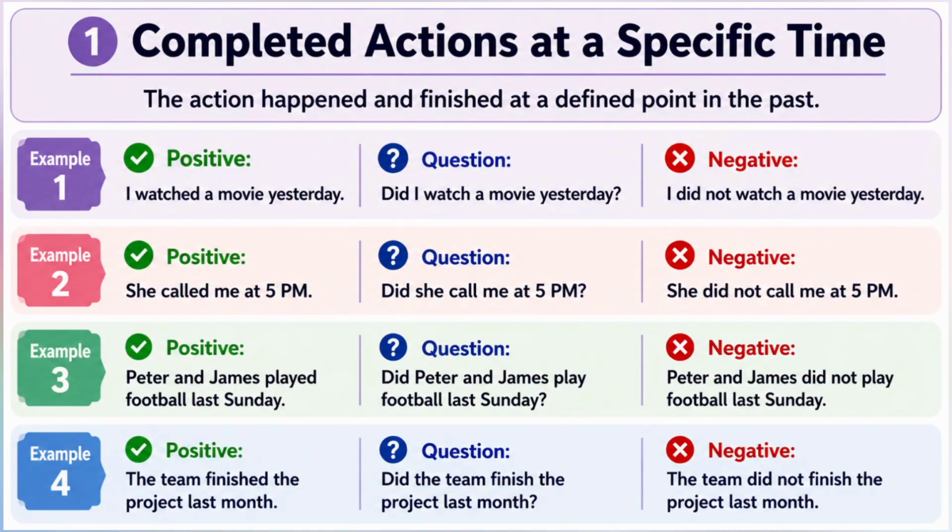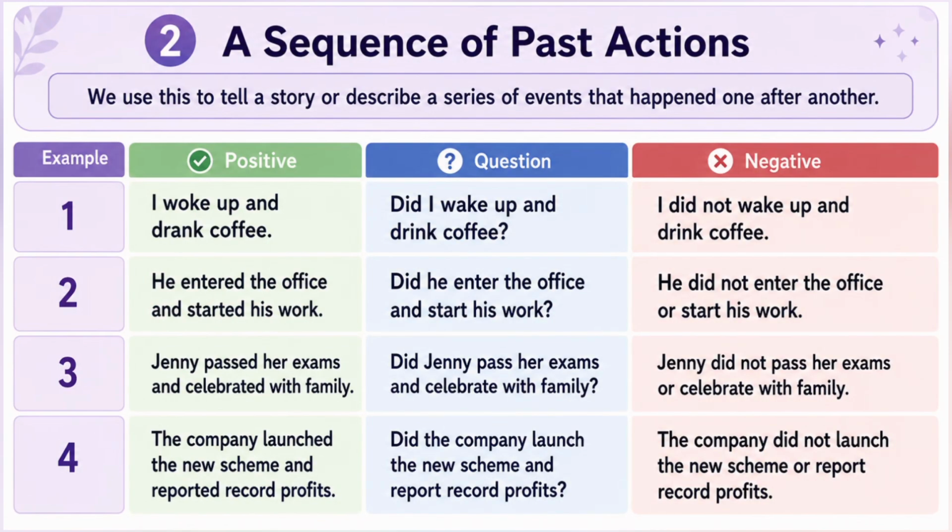Example 4. Positive. The team finished the project last month. Question. Did the team finish the project last month? Negative. The team did not finish the project last month. Again, after did, finished becomes finish. Now let's move to the second use. The second use is a sequence of past actions.